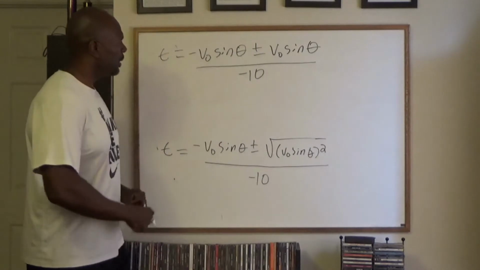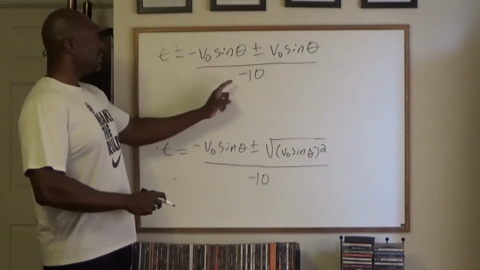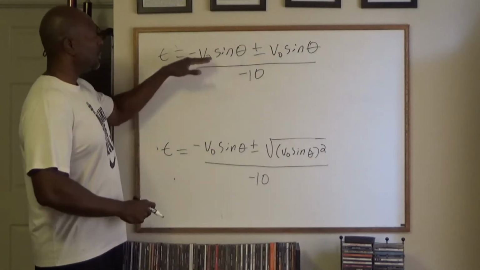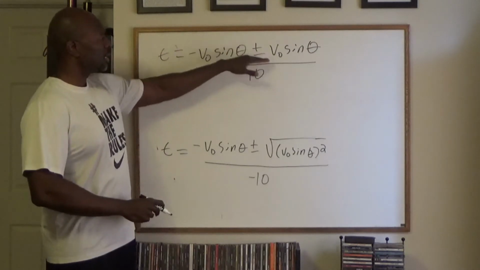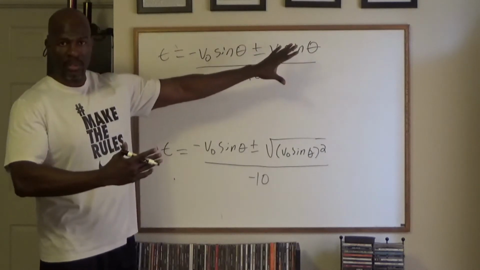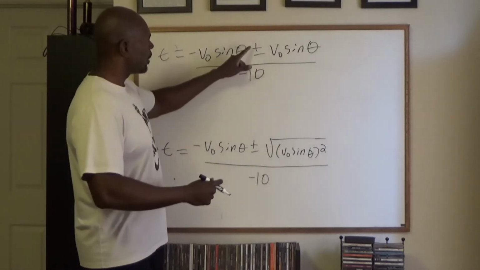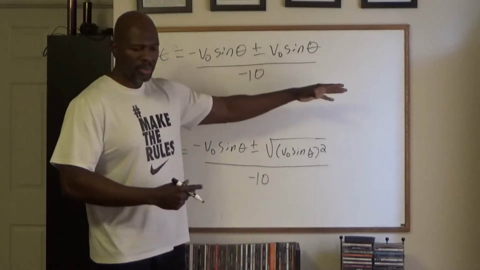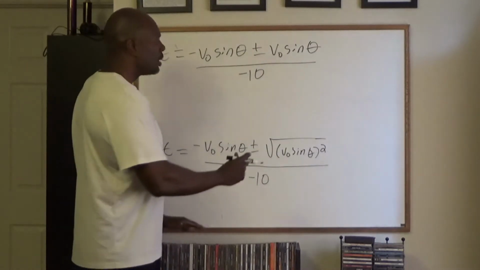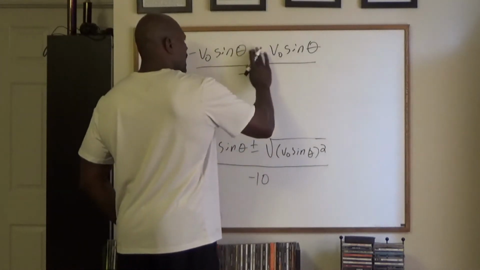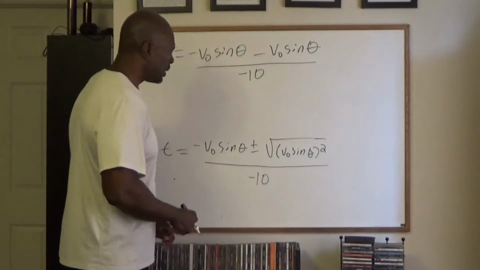Now you can see from here that if I was to add these two, that would be negative V naught sine theta plus V naught sine theta, that would be 0. That's the solution that I said we're not going to use. So doing the plus part of the plus or minus will give me 0. That's not the answer I want. So the answer I want is going to come from the minus part of the plus or minus.